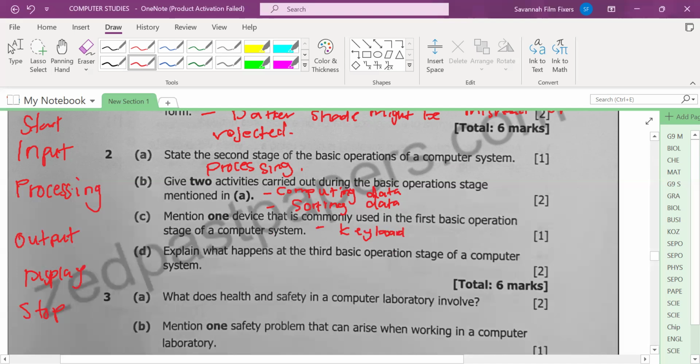Explain what happens at the third basic operation stage of a computer. This is the third stage here, output. So during output, what's happening? You are displaying the information. Information is going to be displayed in the output stage.